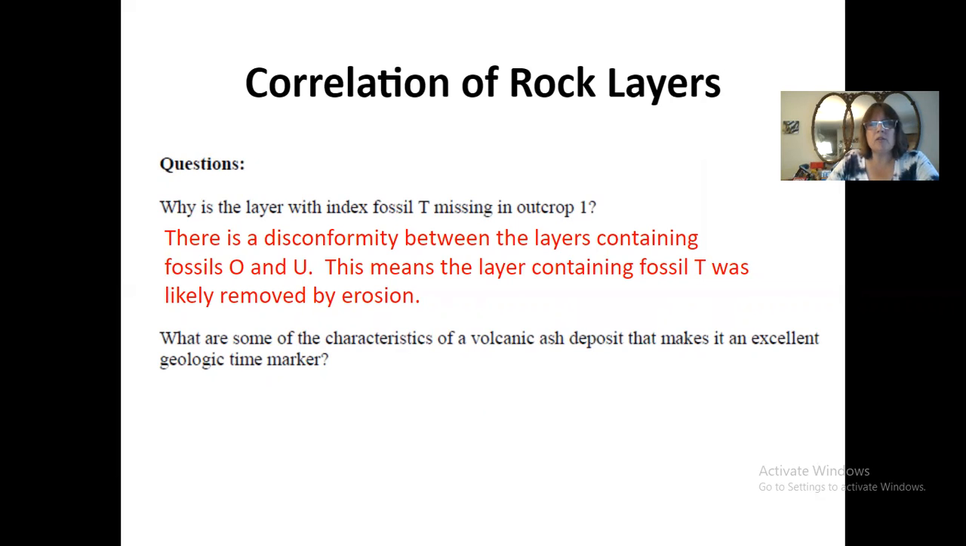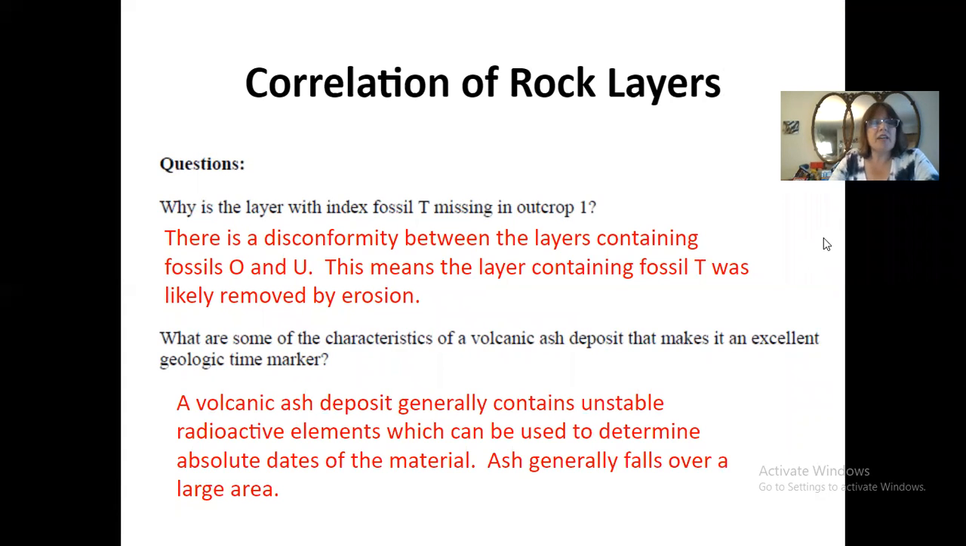And then the next question, I wouldn't expect you to be able to answer this yet because we haven't covered this material. This is our next topic. What are some of the characteristics of a volcanic ash deposit that makes it an excellent geologic time marker? Well, a volcanic ash deposit generally contains unstable radioactive elements which can be used to determine absolute ages of material. And ash generally falls over a large area so that it is very useful as a marker to identify layers that are the same age.